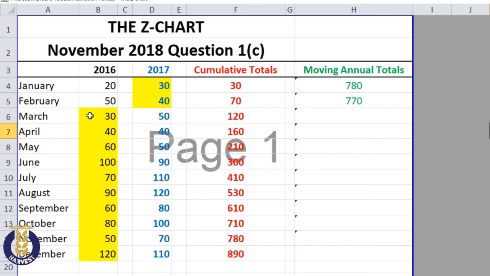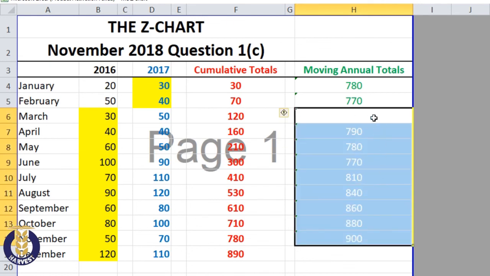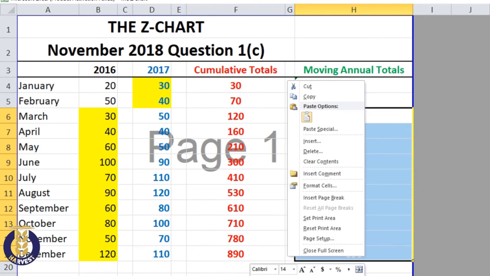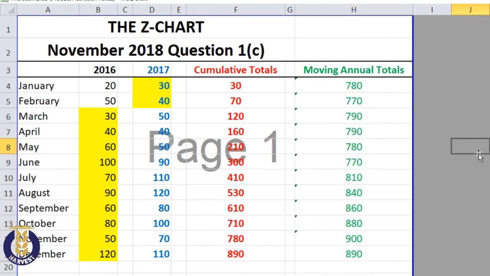So you continue like that. You continue to March, April, May, like that. These are the figures you should get, and these represent our moving annual totals.